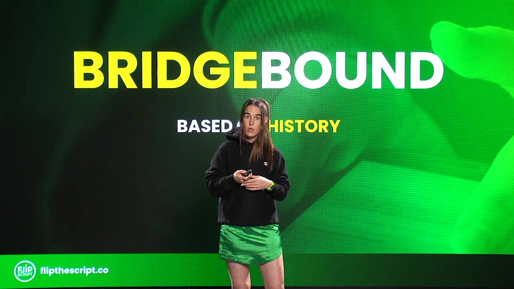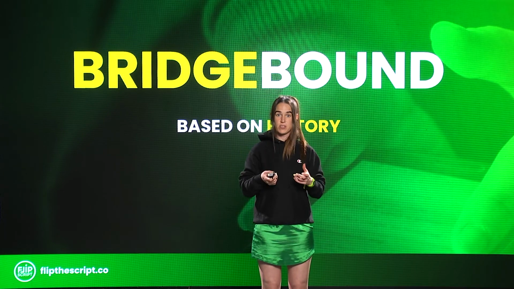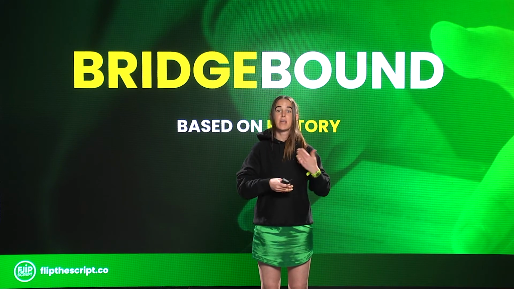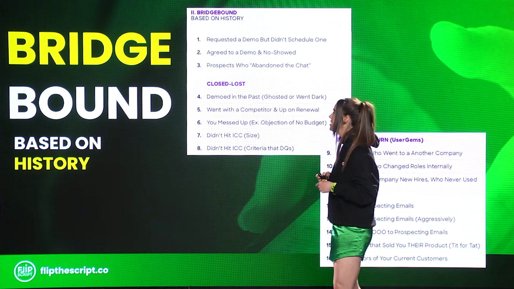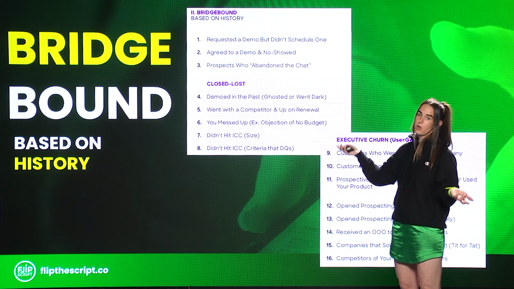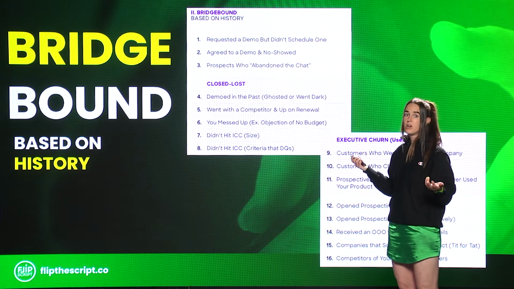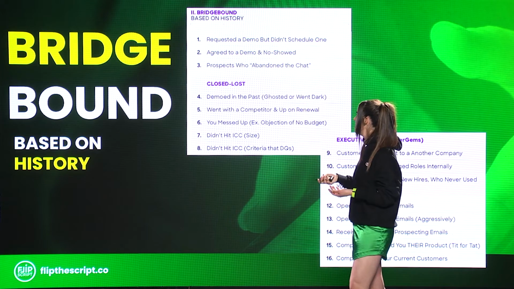The second category is based on a trigger, is going to be bridge-bound based on history. So these are all the prospects who took an action and they have some type of history with you or your company. So there's going to be a number of plays in here, 16 in total. But this is, for instance, people who requested a demo but didn't schedule one. They agreed to a demo and then no-showed. Prospects who abandoned the chat. They went competitive and they're up on renewal.